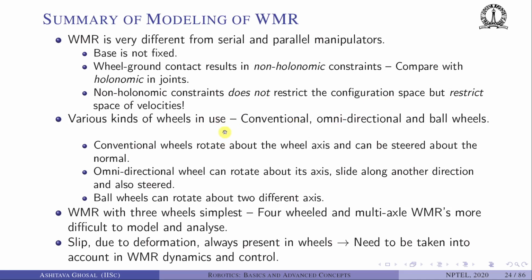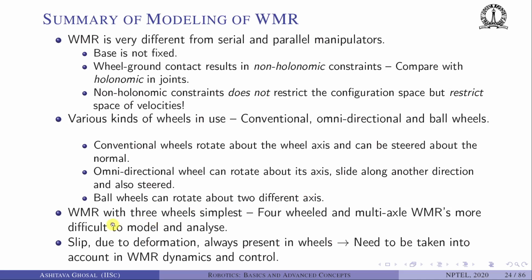There are various kinds of wheels in use. We can have conventional wheels, omni wheels, and ball wheels. Conventional wheels rotate about the wheel axis and can be steered about the normal. Omni wheels can rotate about this axis and slide along another direction and also be steered. Okay, we can also steer the omni wheel. I didn't show you that, but it can be steered. Ball wheels can rotate about two different axes.